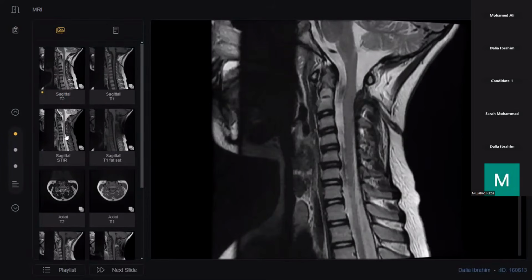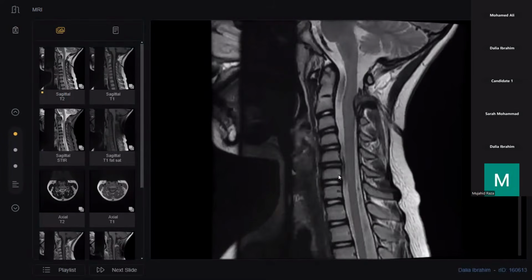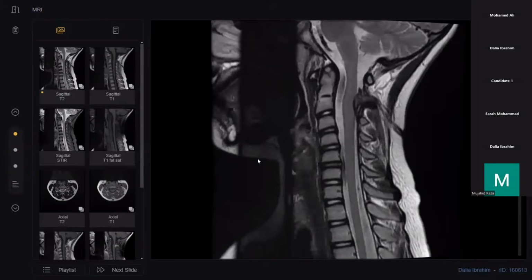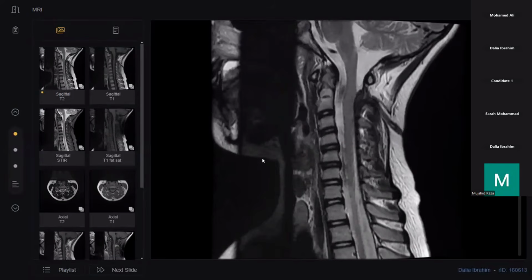Okay, can't you see any abnormality? No, I could not see. There is the setting of the cervical spine. There are small linear changes. There are small disc bulges. There is nothing else.